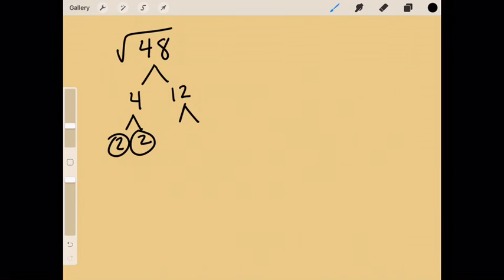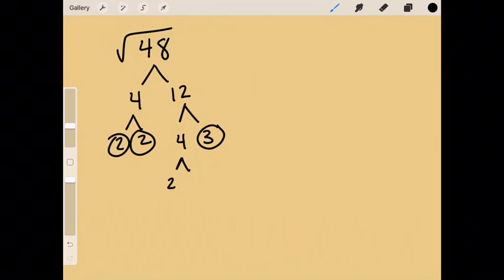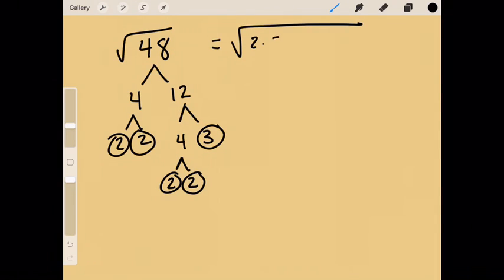Both of those are prime. 12 gets broken down into 4 and 3. 3 is prime, so that one stops there, but 4 can get broken down even more into 2 and 2 again. So now I can write down the square root of 48 as 2 times 2 times 2 times 2 times 3. There were 4 2's and 1 3, and that's what I wrote underneath my radical.